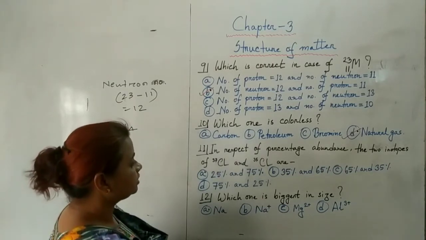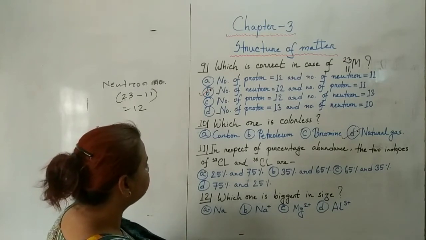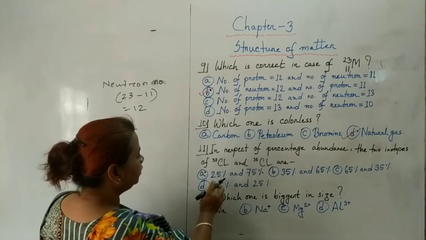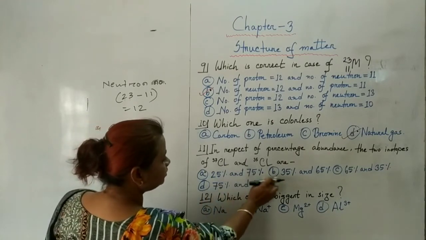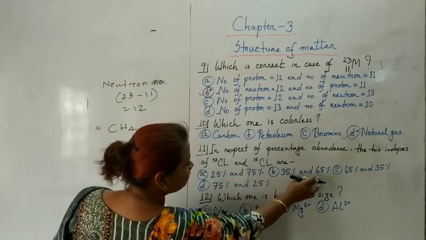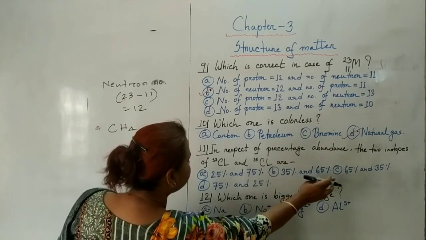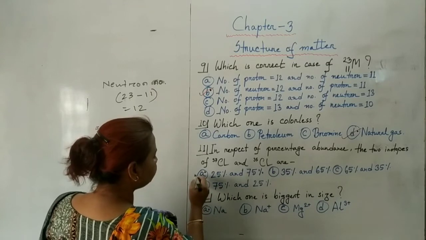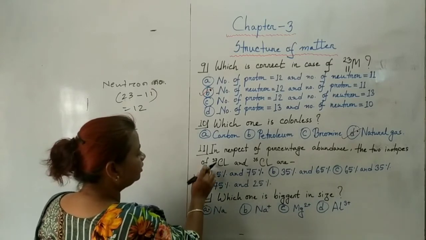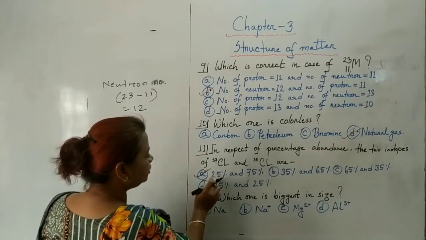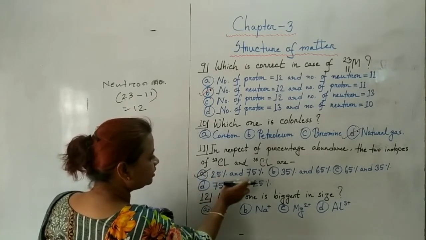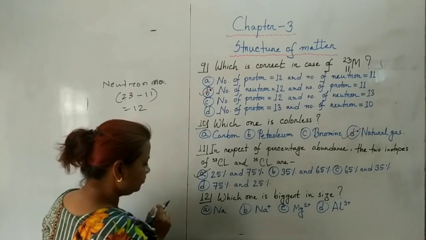Number 11. In respect of percentage abundance, the two isotopes of chlorine-37 and chlorine-35 are: 25% and 75%, 35% and 65%, 65% and 35%, 75% and 25%. So the correct answer is A. The abundance of chlorine-37 available in nature is 25%, and this one is 75%.